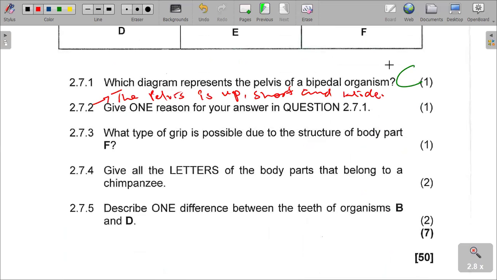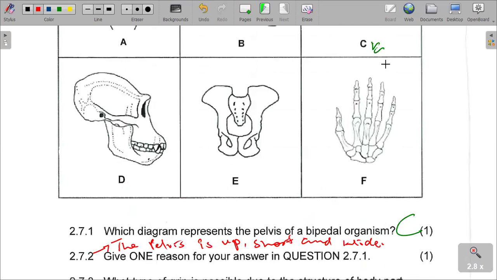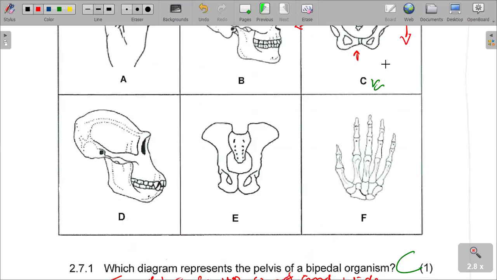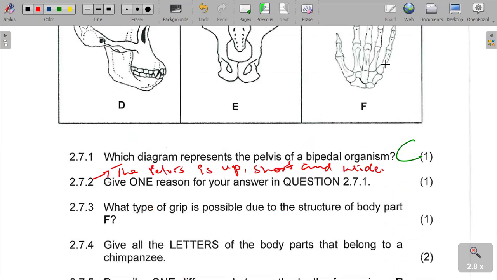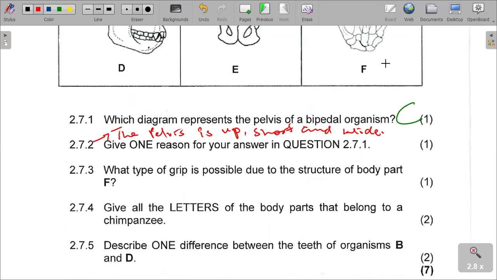And then what type of grip is possible due to the structure of part F? Part F is giving the hand, which has got the opposable thumb. So what is supposed to be understood in this case is that there is a precision grip or power grip given in that question.